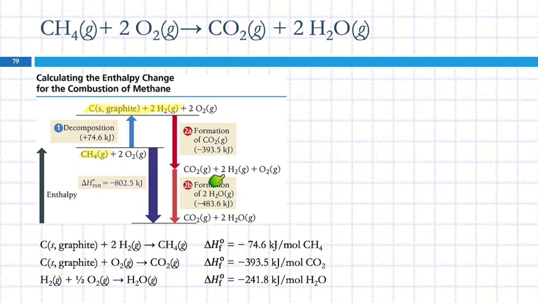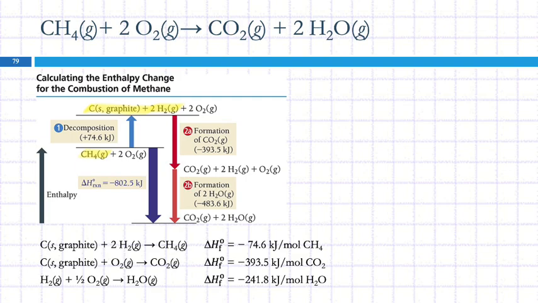And then we can make 2 water molecules, or 2 moles of water, H2 plus O2. So H2 plus 1/2 O2 gives us 1 H2O. So we're taking that and multiplying it by 2 because we're making 2 moles, and that's negative 241.8. And you can add those together, and then you get the standard enthalpy change for the chemical reaction.